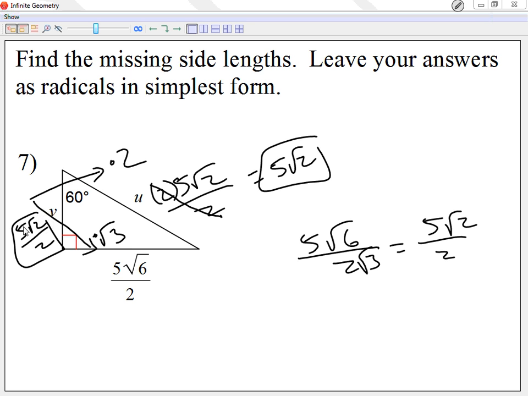So starting from the small side, to get to the hypotenuse, multiply by 2. Starting from the small side, to get to this other side, multiply by radical 3. And obviously, if you're going backwards, then divide.